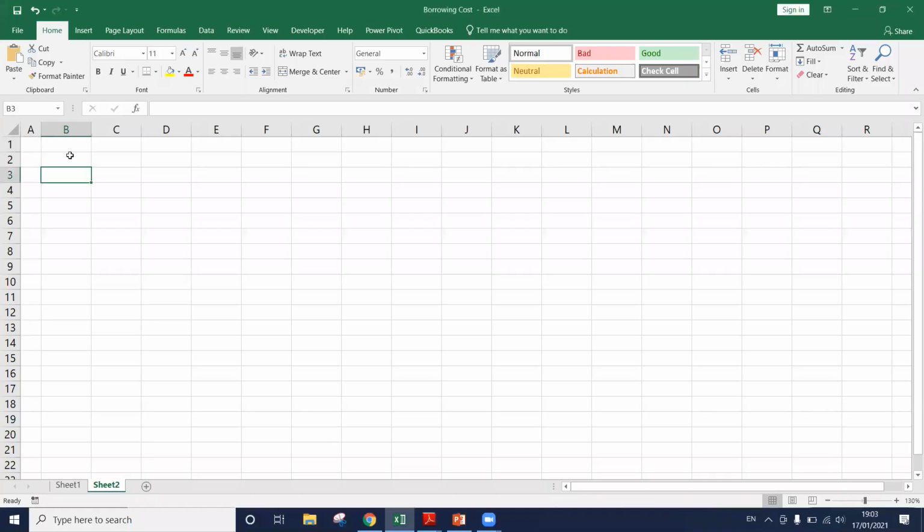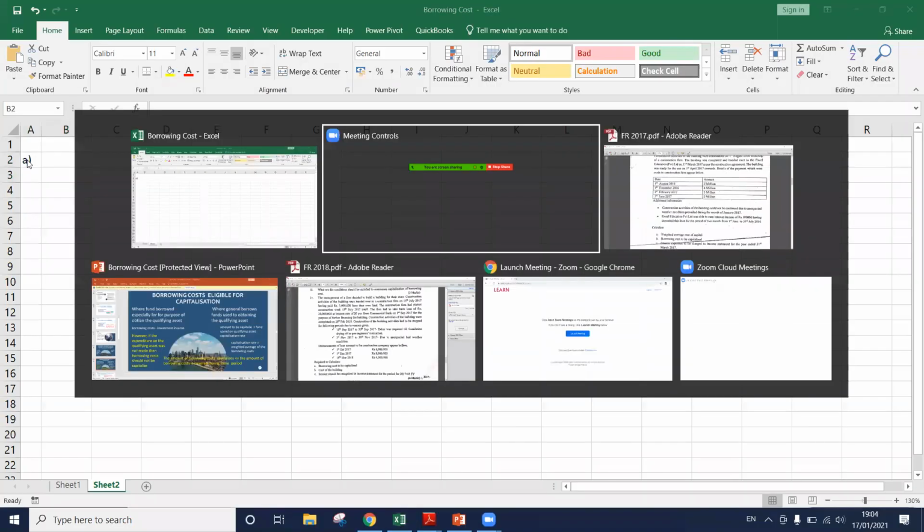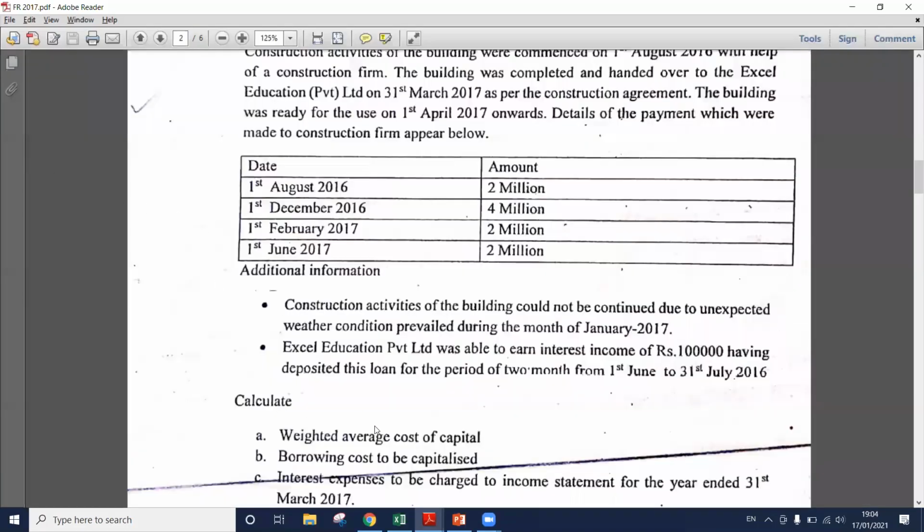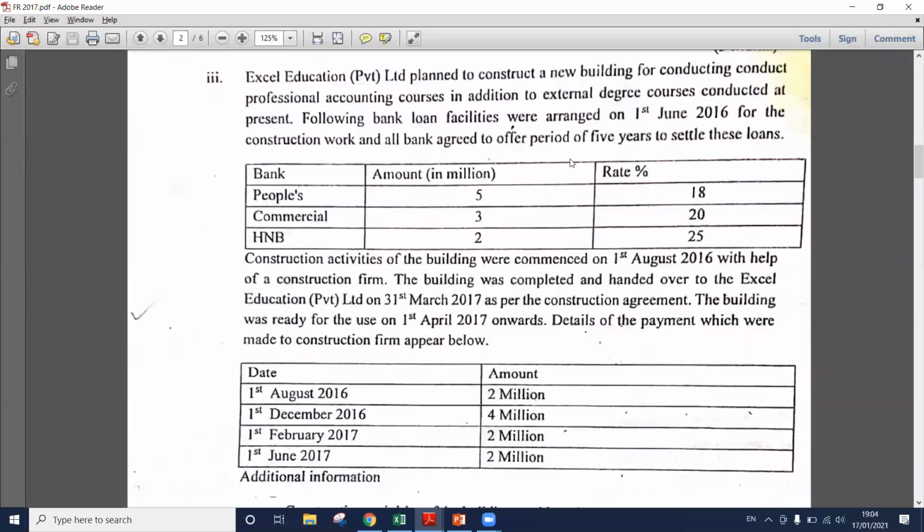So we'll quickly go through the sum. Part A. In part A, we need to calculate the weighted average cost of capital. Right? Unlike in the previous example, here we have obtained loan amounts from 3 different banks at 3 different interest rates. So we need to calculate the common rate. Rates තුනක් තියෙනවා. එක rate එකක් අපි calculate කරලා ගන්න ඕන. That is the first thing they have asked. Weighted average cost of capital.